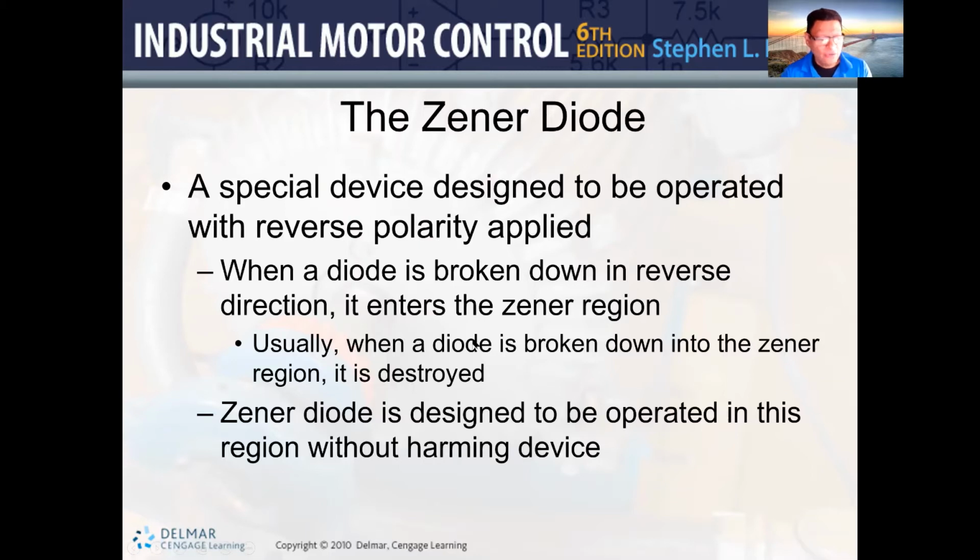Now, when any diode is broken down into its reverse direction, like in the case of junction diodes, the junction diode will actually break down when it enters its Zener region. In other words, okay, I'm going to put this here again. If we have a regular diode, let's say that this diode has a peak inverse voltage of 50 volts.